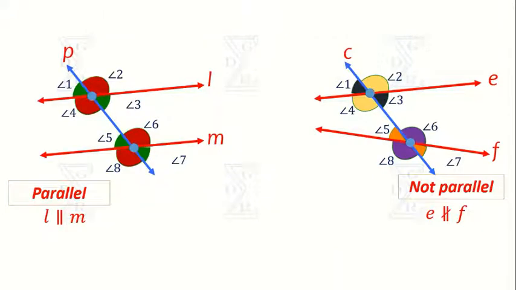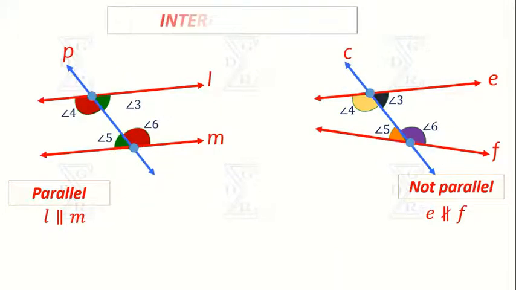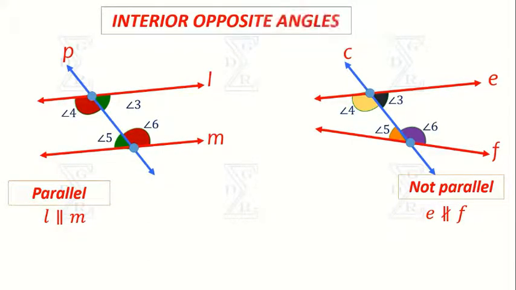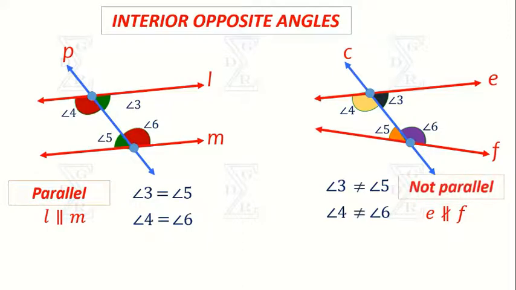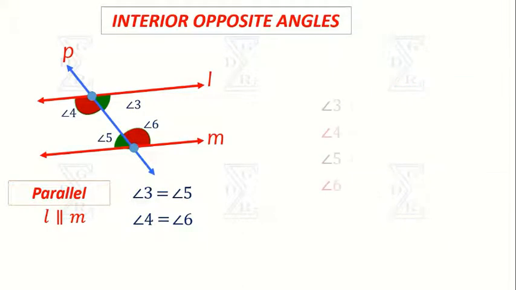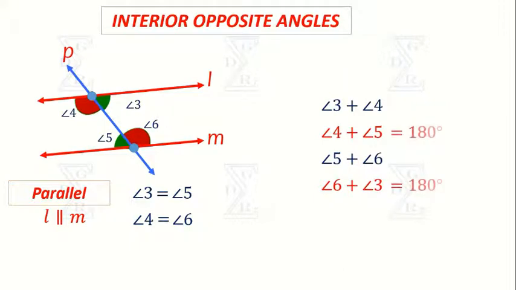In the transversal, interior angles are 3, 4, 5, and 6. Here, the interior opposite angle of angle 3 is angle 5, and of angle 4 is angle 6. Interior opposite angles are equal if the lines are parallel, otherwise not equal. Another important point: if the lines are parallel, the sum of any two adjacent angles is equal to supplementary or linear pair, that is, 180 degrees.